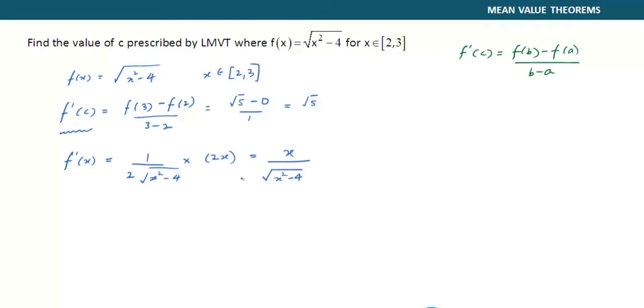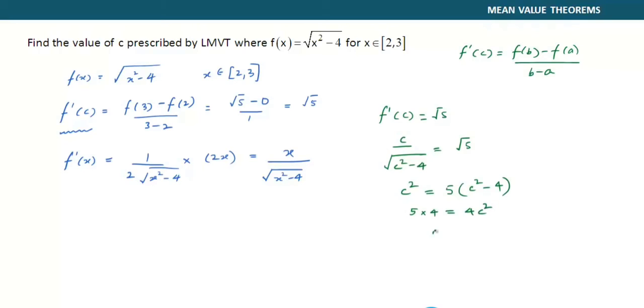Now you need to find f'(c). So how will you resolve this? You want f'(c) equal to root 5. So just replace x by c here. So this will be c upon root of c square minus 4 is equal to root 5. Okay, and we'll square, so we'll get 5 into (c square minus 4), and this will be what? You can say 5 into 4 is equal to 4c square, and you will get c square is equal to 5. And we again will have two answers here, that c could be either plus or minus root 5.